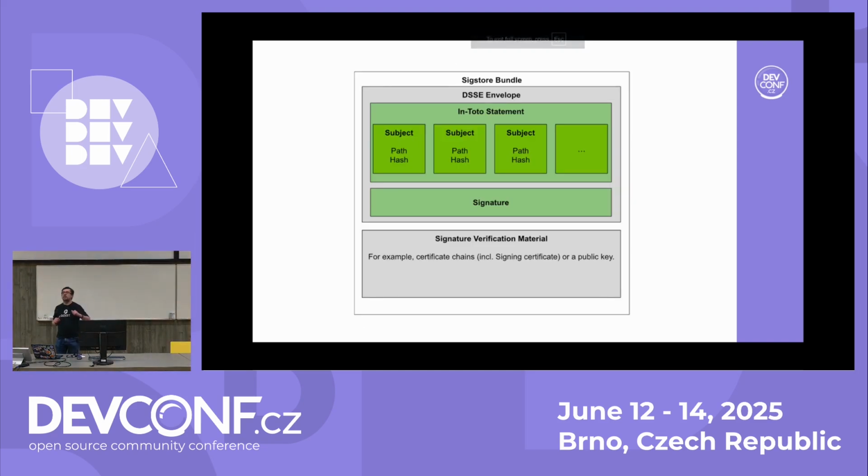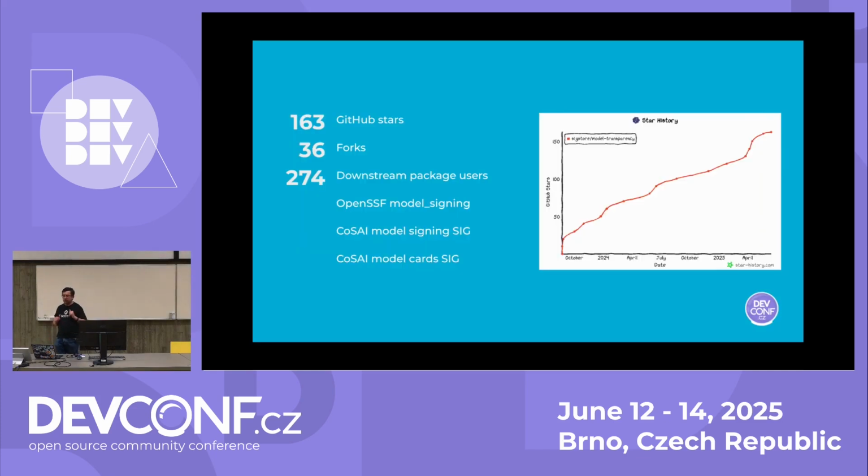OK, basically the signature is a bundle that contains a hash for every file in the model, and the signature with the inclusion proof as I've shown you. And our project so far, released on GitHub, has 160 stars, a lot of downstream users, and we are collaborating on it under OpenSSF, the Open Source Security Foundation, and the Coalition for Secure AI. OpenSSF has a model signing working group where people can collaborate on this, and then the Coalition for Secure AI is more working towards standardization and extensions of the signature.